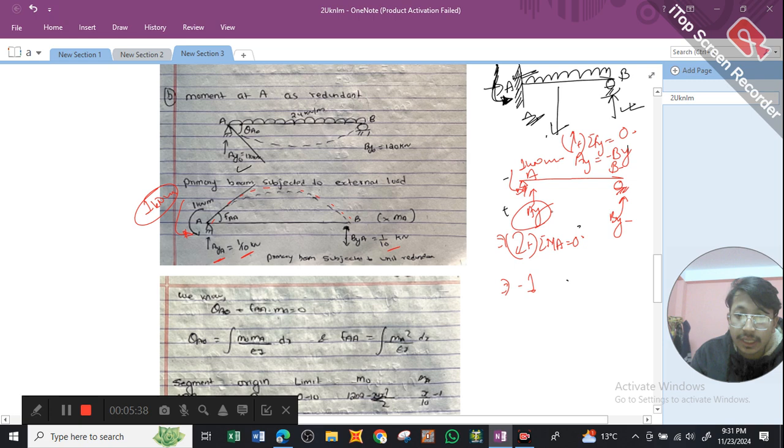AY will not produce any sort of movement at A, because the distance of the reaction force AY from point A is 0. So what we can do is, this is trying to turn the beam in the anti-clockwise direction. So again, I need to write this as negative, minus BY into 10 equals 0.